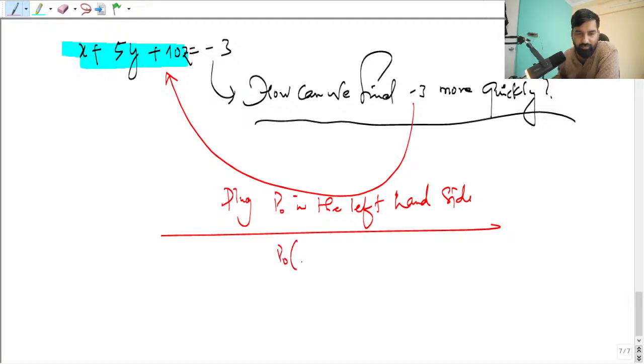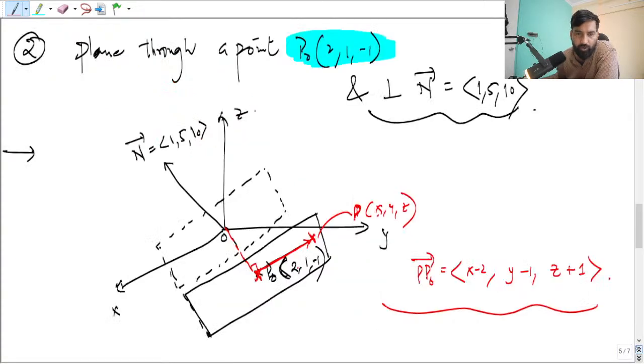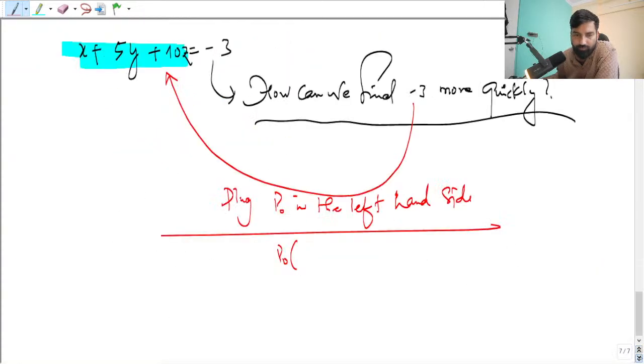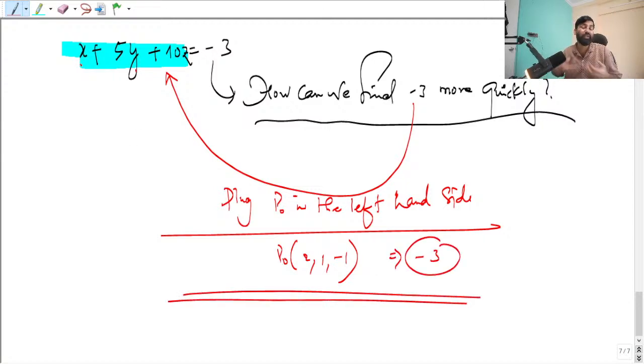What is P naught, guys? Let me recall that. P naught was 2, 1, -1. So if you plug in here, this is 2, this is 5, and this is -1. So 2 plus 5, that is 7, and this is -10. So you got -3, right? If you plug P naught in the left hand side, that will result in -3. This is how quickly we can write the equation of a plane.